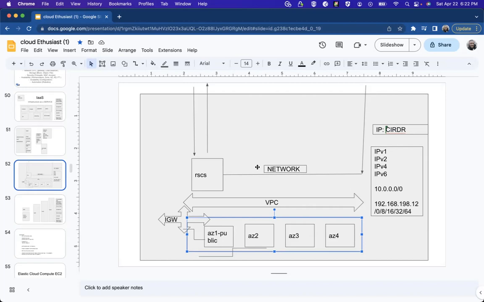AWS has a feature called DMS, Database Migration Service, or Data Migration Service.